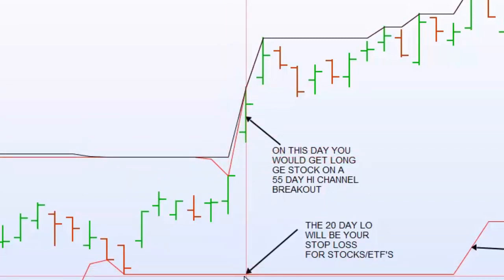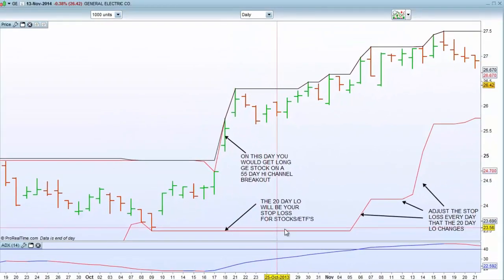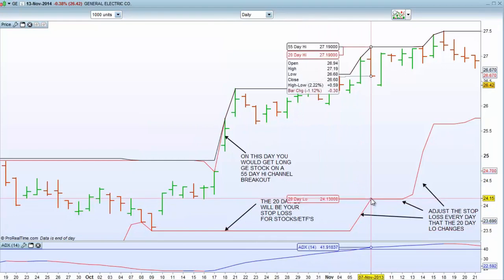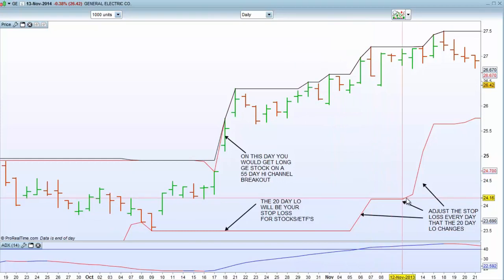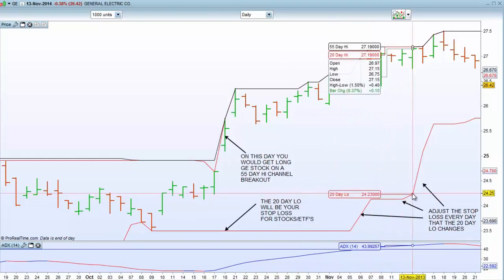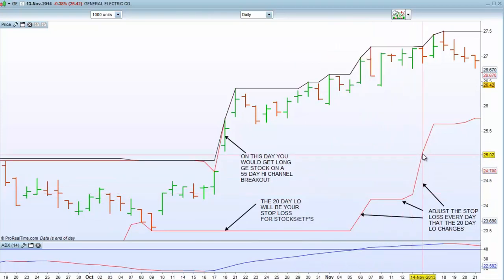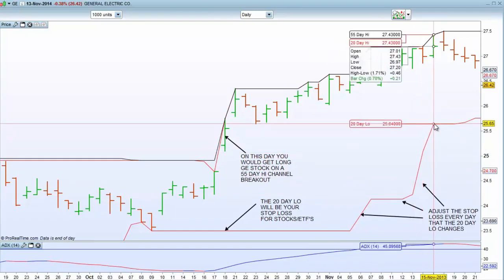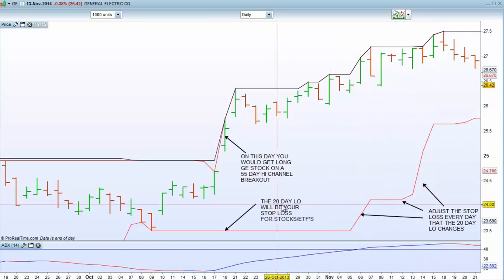Your stop loss continues to be the 20-day low until the 20-day low changes. So notice here, the market's here. Now it goes higher. On this day, you change your stop loss. Then it's the same stop loss for a few days, and then it goes higher, so you change it on this day. You change it on this day. You change it on this day. And so on and so forth until you get stopped out.